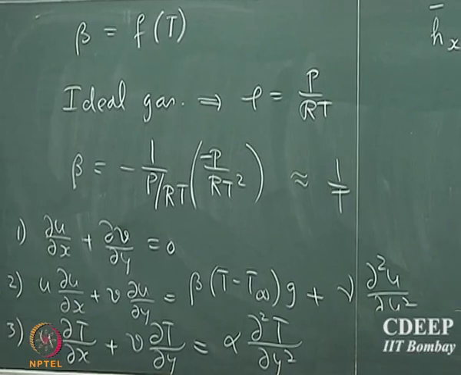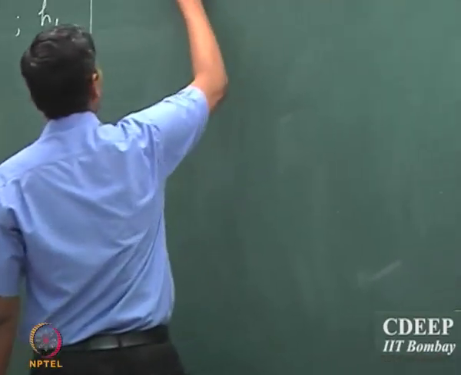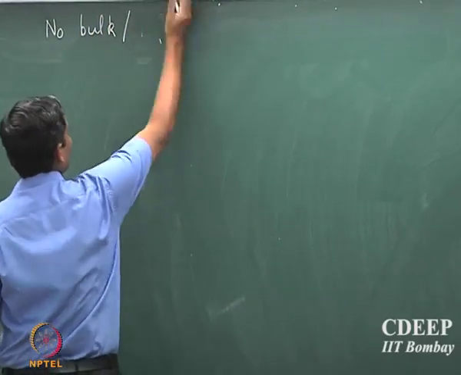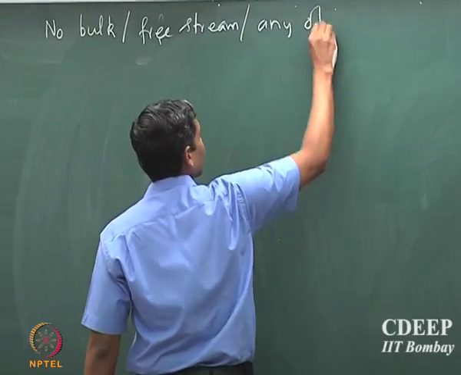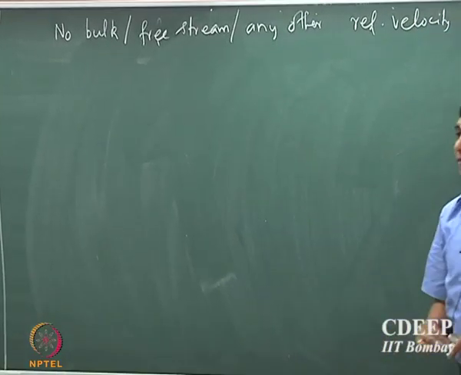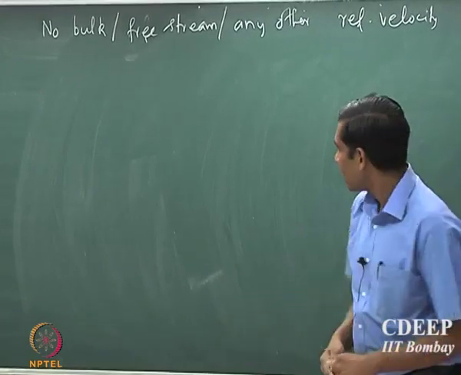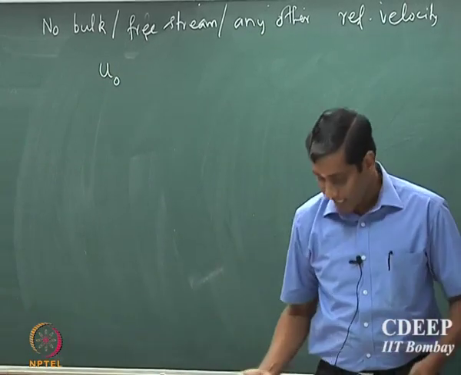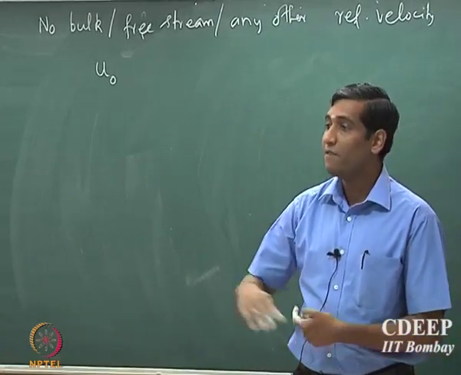So, I mentioned in the last lecture that we are going to look at the reference velocities for this kind of a problem. The first and important issue is that there is no bulk or free stream or any other reference velocity for this problem because the fluid is actually at rest. We do not know any velocities inside the boundary layer. So, what we are going to do is assume that there is some reference velocity. We are going to show later that we will not be using this reference velocity for any of the calculation purposes, in fact even to define any of the domains.